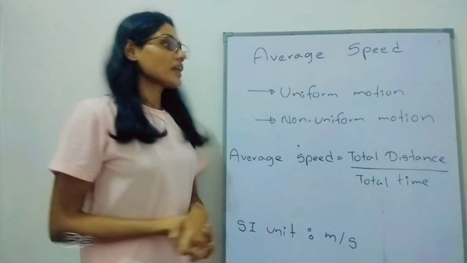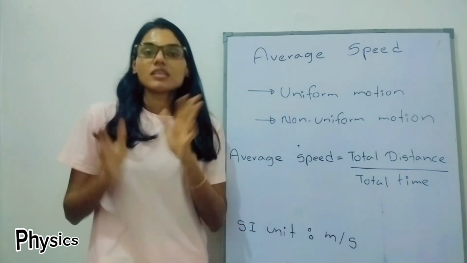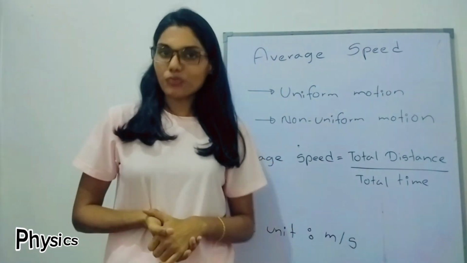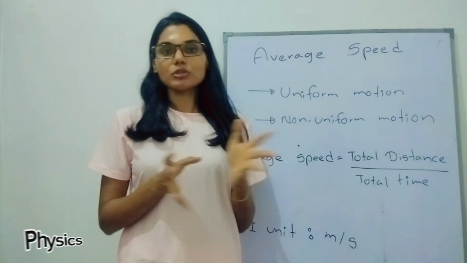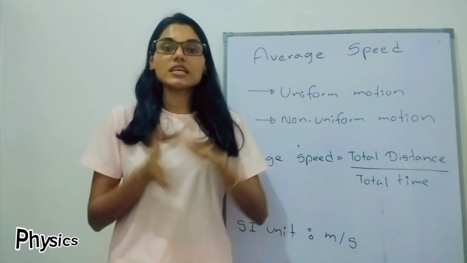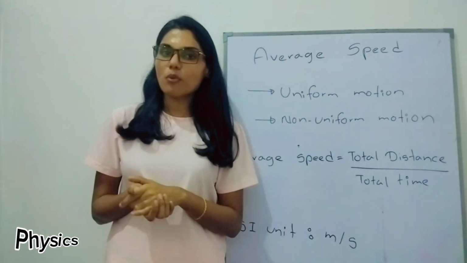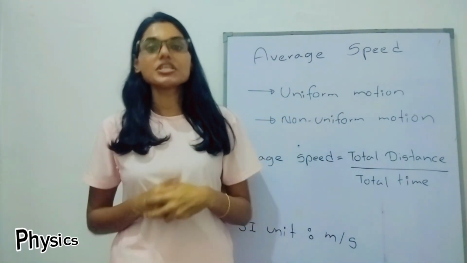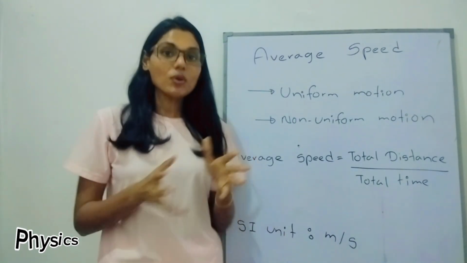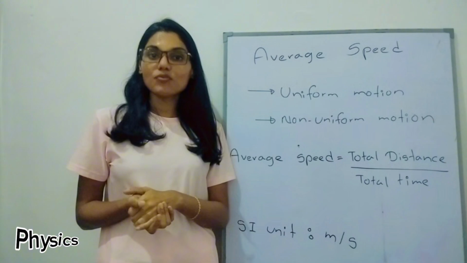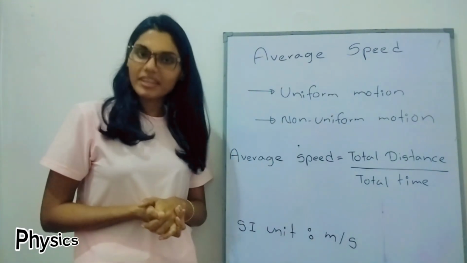Now let's learn what is average speed. In this world there is uniform motion and non-uniform motion. For uniform motion, the speed will be a constant value throughout the journey. But for non-uniform motion, the speed will change from time to time. So if we need to find the speed for the whole journey, we need to talk about the average speed.